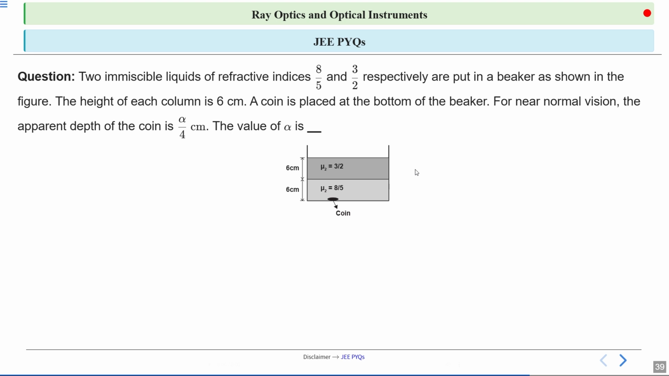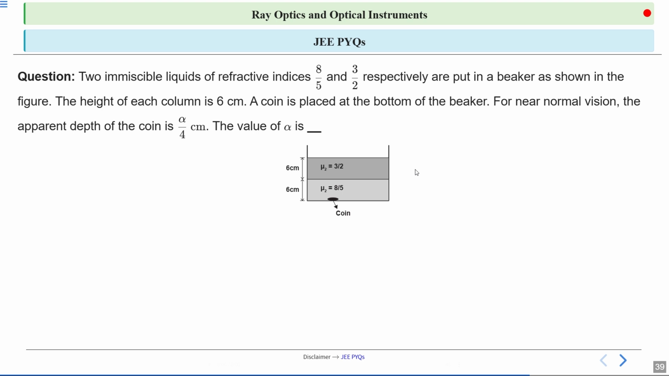Now the next question, a problem involving ray optics and optical instruments. It describes a scenario with two immiscible liquids, meaning liquids that cannot mix, in a beaker, each with a different refractive index, and a coin placed at the bottom. This problem tests understanding of apparent depth and refractive indices in optics. It involves calculating the apparent depth of an object viewed through multiple layers of transparent media.